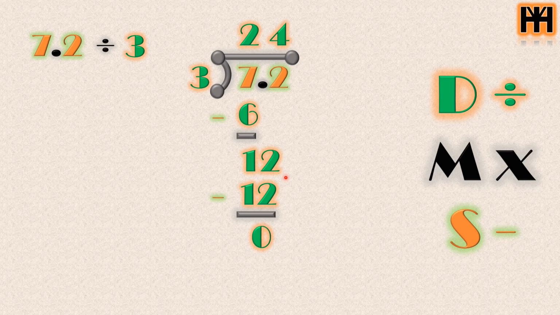But there is only one step that remains. Here, you see this decimal point? You will take it up. So now it's 2.4. Always remember to put them in order, the 2 above the 7 and the 4 above the 2. So when you take the decimal point up, it perfectly aligns with them. So 7.2 divided by 3 is 2.4.